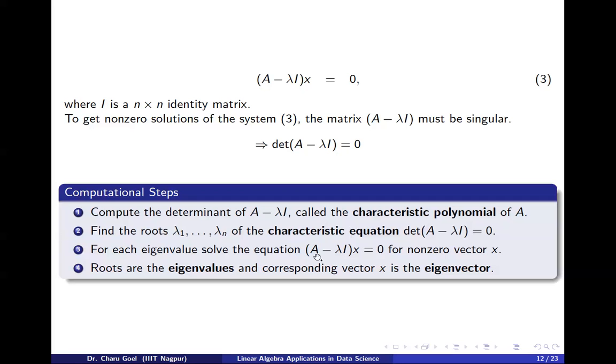Let's say for lambda 1, (A minus lambda 1 I) X equal to 0. We know what is A. We also know what is lambda. We also know what is I. So this way we can find a non-zero value of the vector X, and that would be the eigenvector corresponding to that eigenvalue lambda 1. So the roots of the characteristic equation are eigenvalues, and the corresponding non-zero vectors that we get from this equation will be the eigenvectors.